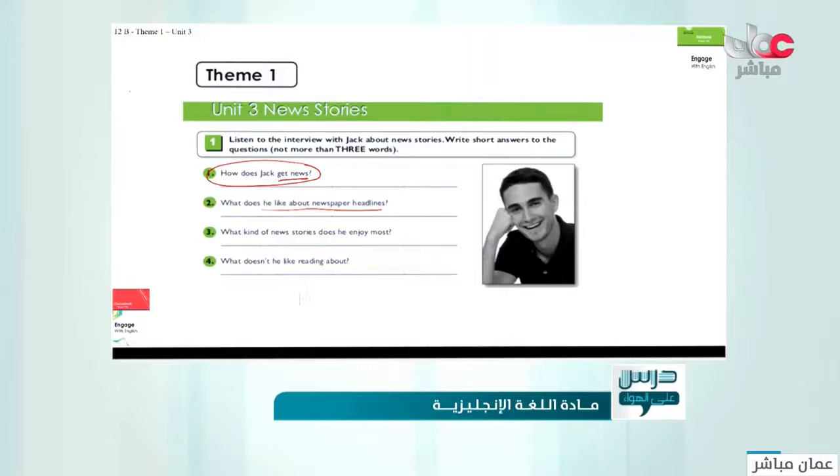What kind of news story does he enjoy most? So what kind of stories? Does he enjoy, for example, politician stories? Does he enjoy movie stories? Does he enjoy, for example, sport stories or whatever? What doesn't he like reading about? For example, he doesn't like to read about a politician or sport or whatever.